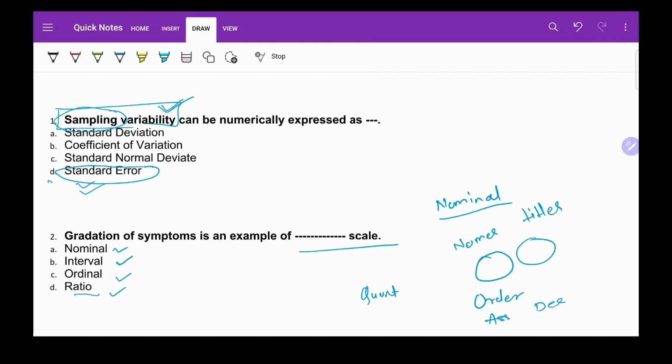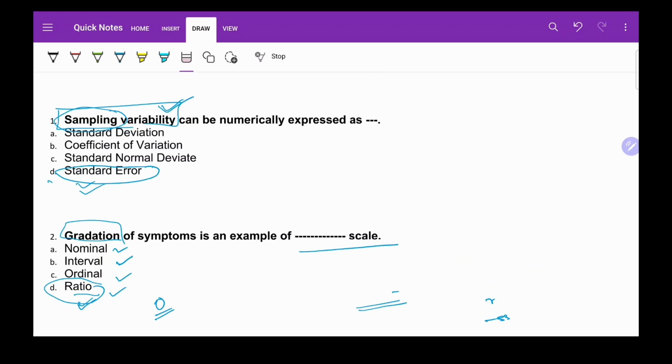And then we have ratio scale. In ratio scale, again it is for quantitative data, but there is absolute 0 in the ratio scale. That means 0 is the absence. Absolute 0 means 0 is absence in the ratio scale. So these are basically 4 scales we have. Now talking about gradation of symptoms. Gradation means we are giving grades to the symptoms.